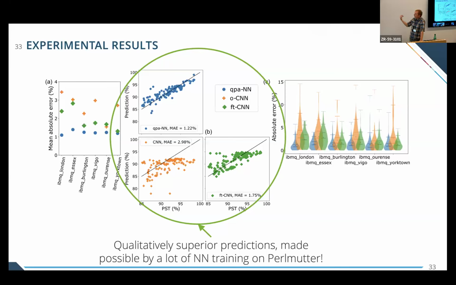And as you can see on the right, this plot is a violin plot of the distribution of the errors. And so the blue ones are generally the smallest. That's also good.